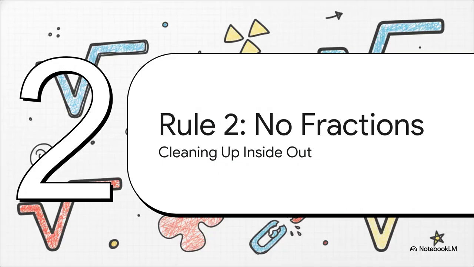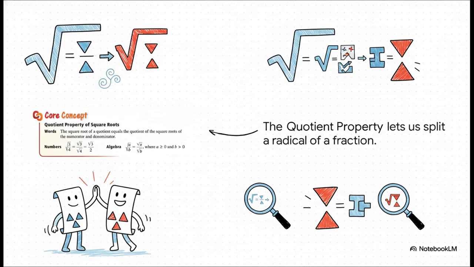Okay, rule 1 is down. We've successfully kicked out all those hidden perfect squares. High five. Now let's move on to our second golden rule. No fractions camping out inside the radical sign. Time to evict them. And for this job, we've got another great tool, the quotient property.